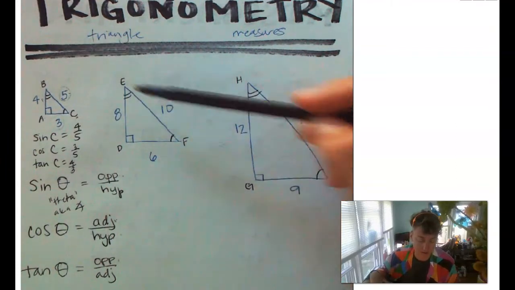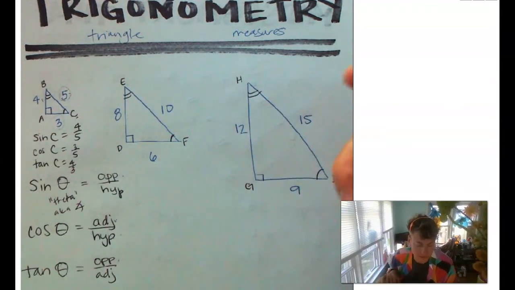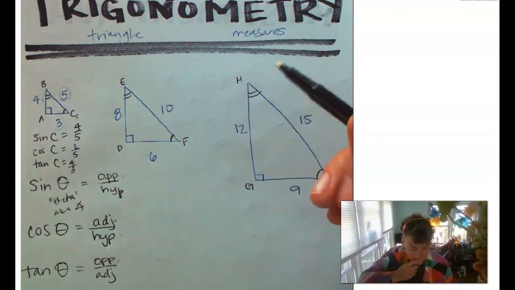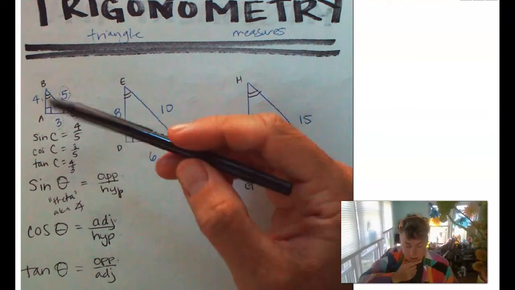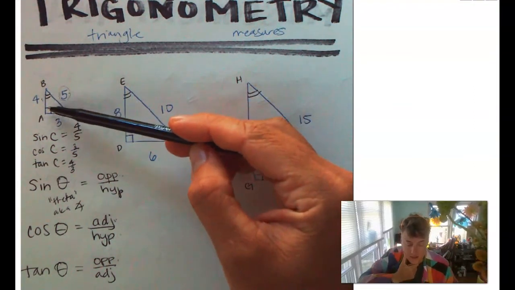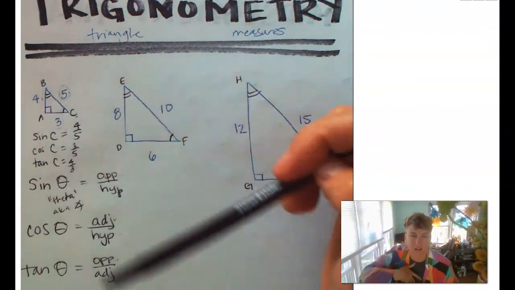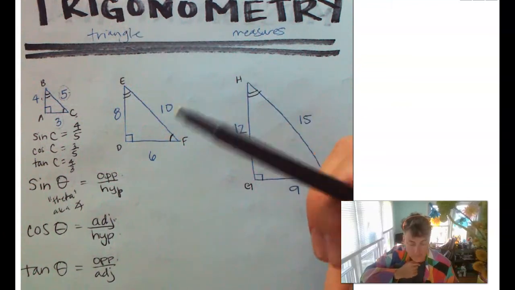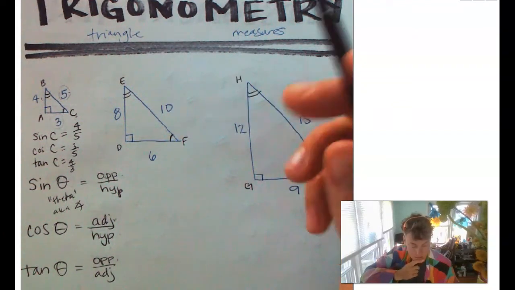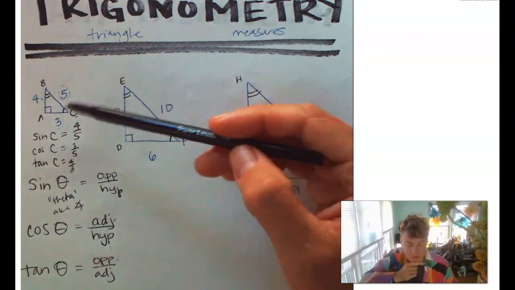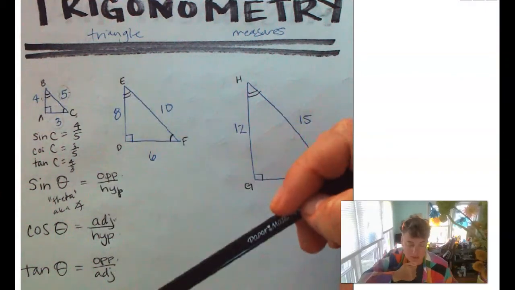We can do that for all these guys. Let's do it for one more, actually. But we would never find the sine, cosine, or tangent in this case of the 90-degree angle. We're not going to use that. So let's just focus on the two acute angles in a right triangle.